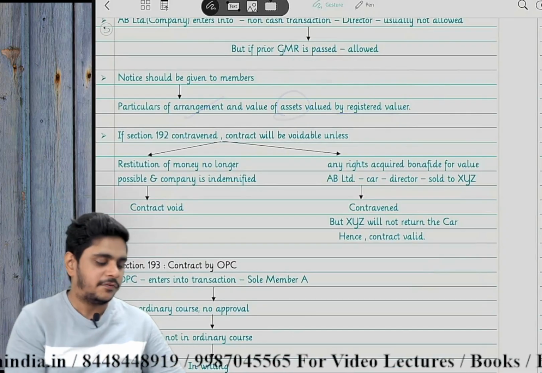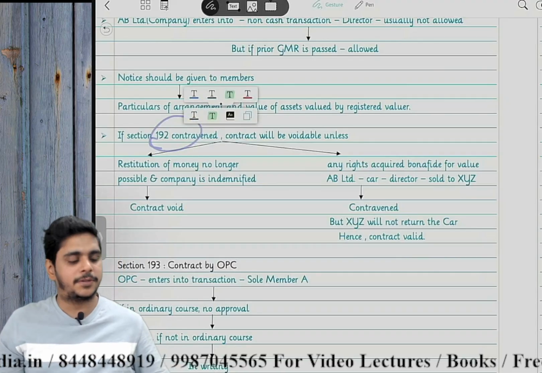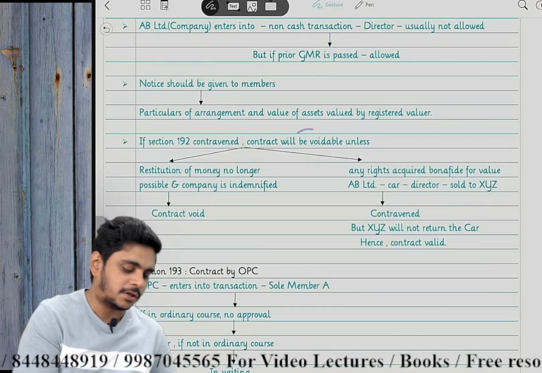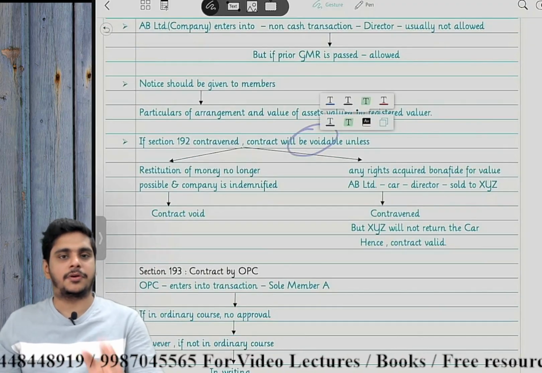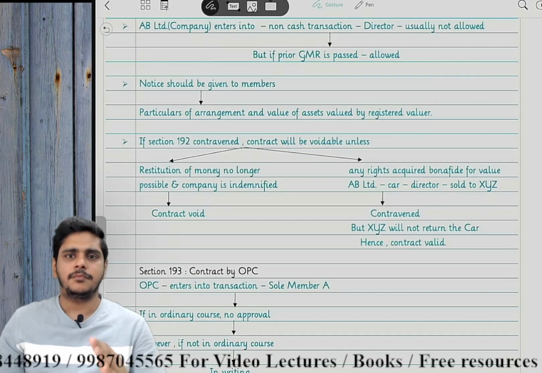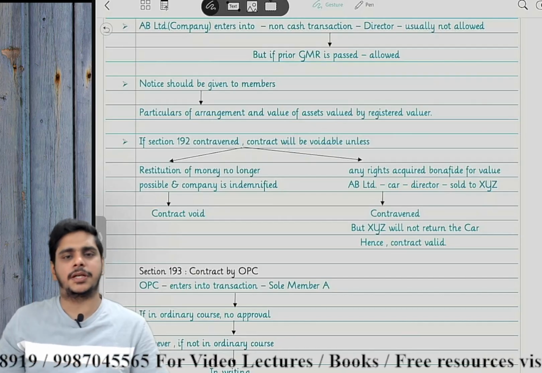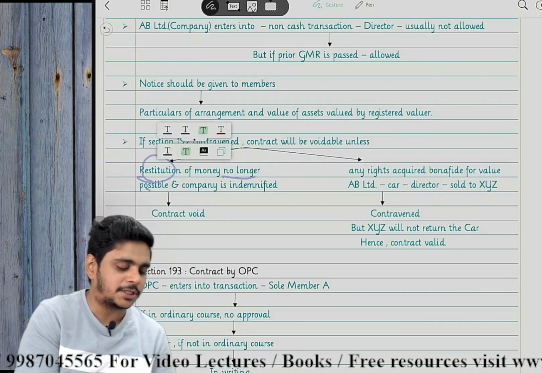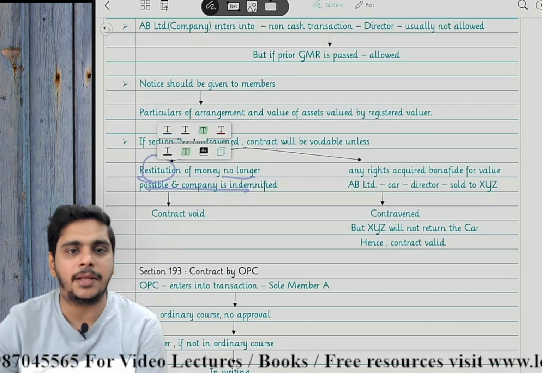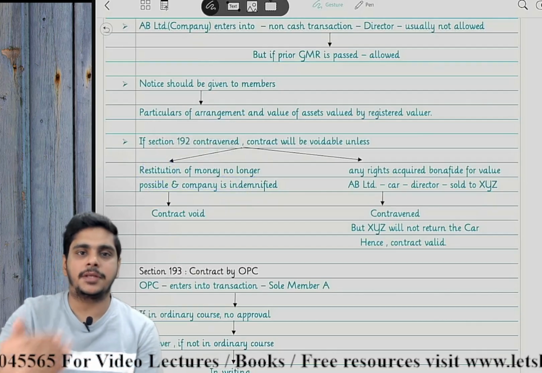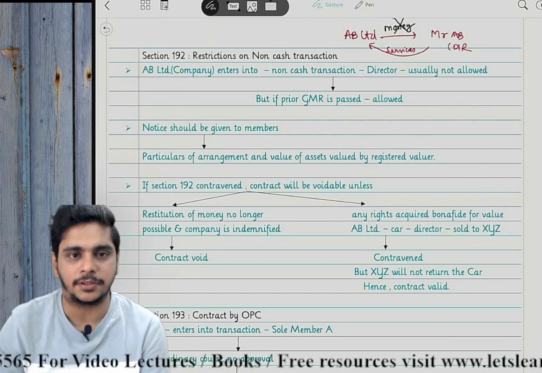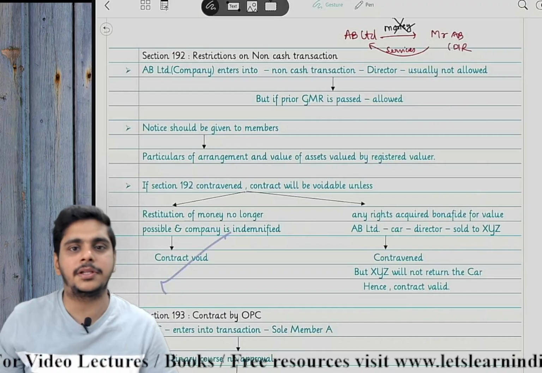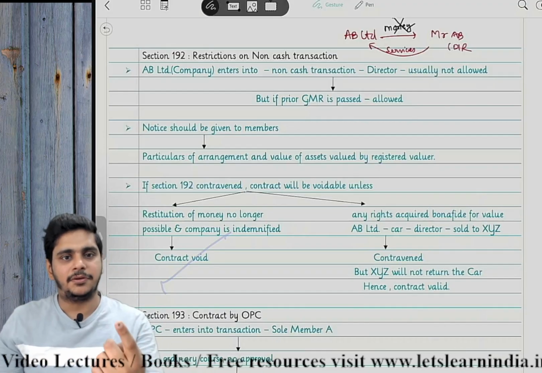Then if section 192 is contravened, what will be the consequence? GMR not passed, the contract will be voidable. The company can accept it also, the company can reject it also, unless restitution of the money is no longer possible and the company is indemnified. Restitution means bringing back. Imagine the car is destroyed, then the contract will become void. Generally they have the option, either it is valid or it is void.